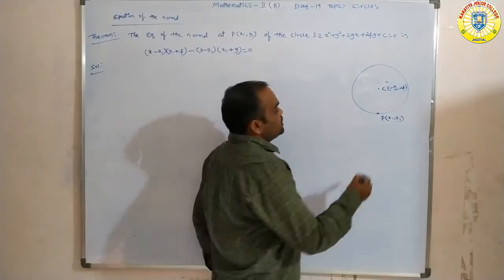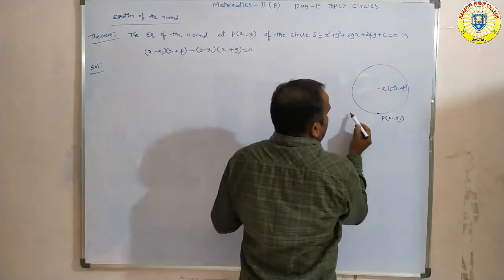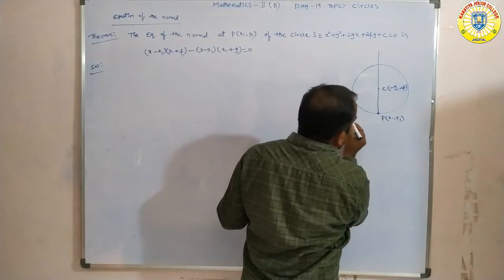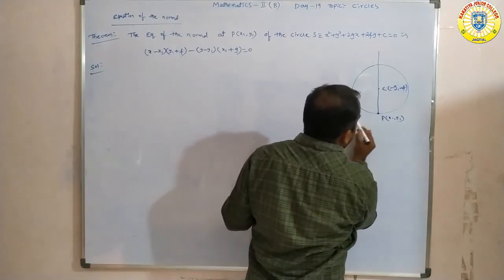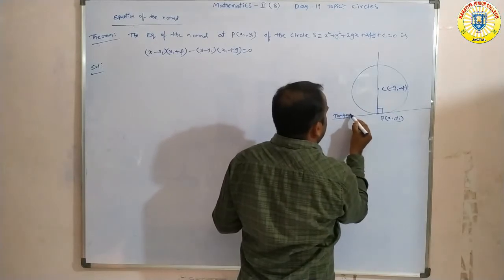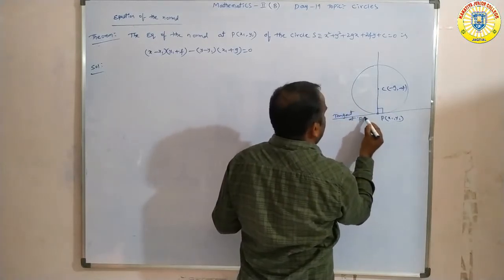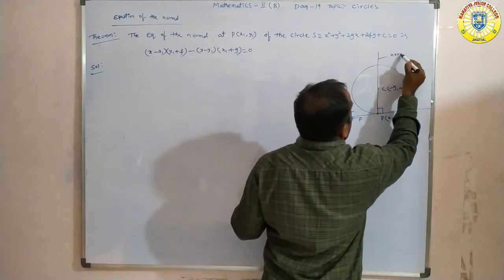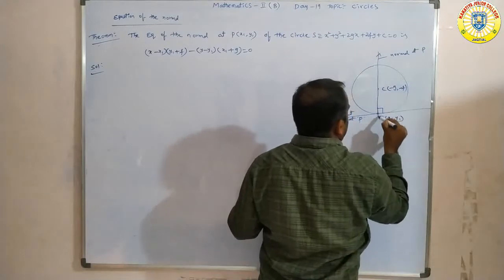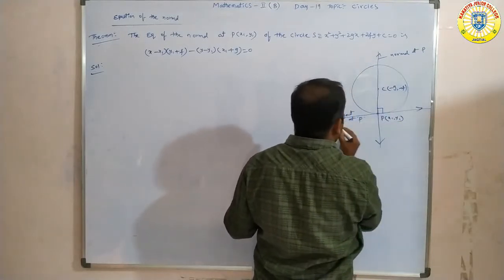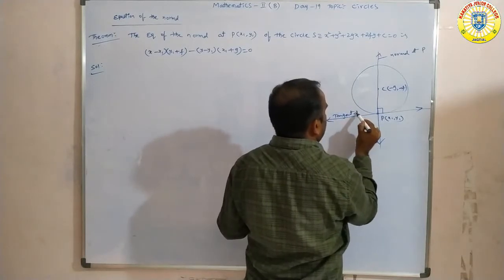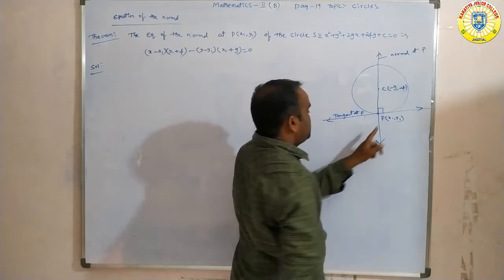Now always remember this one. The normal passes through the point P and is perpendicular to the tangent. This is the tangent at P. This is the normal at P. Tangent at P, and this is the normal at P.